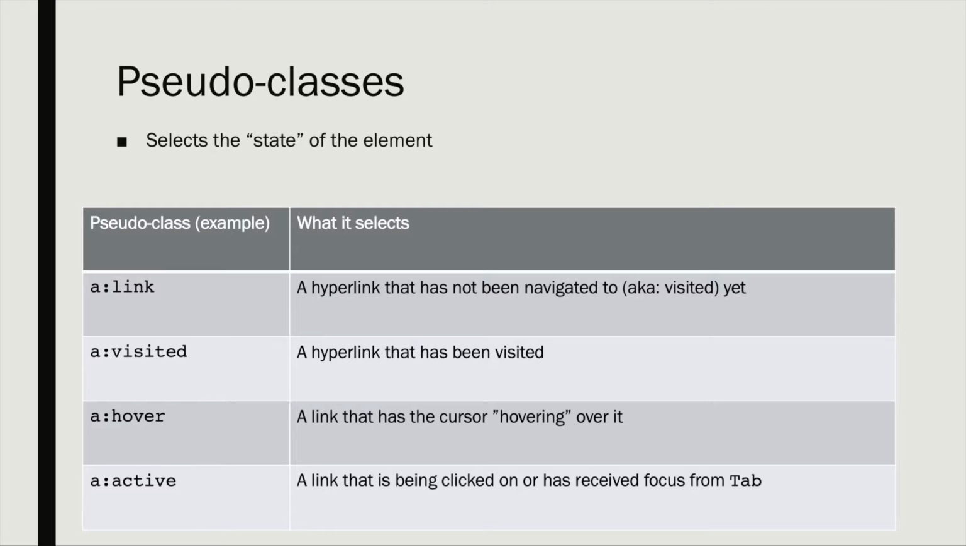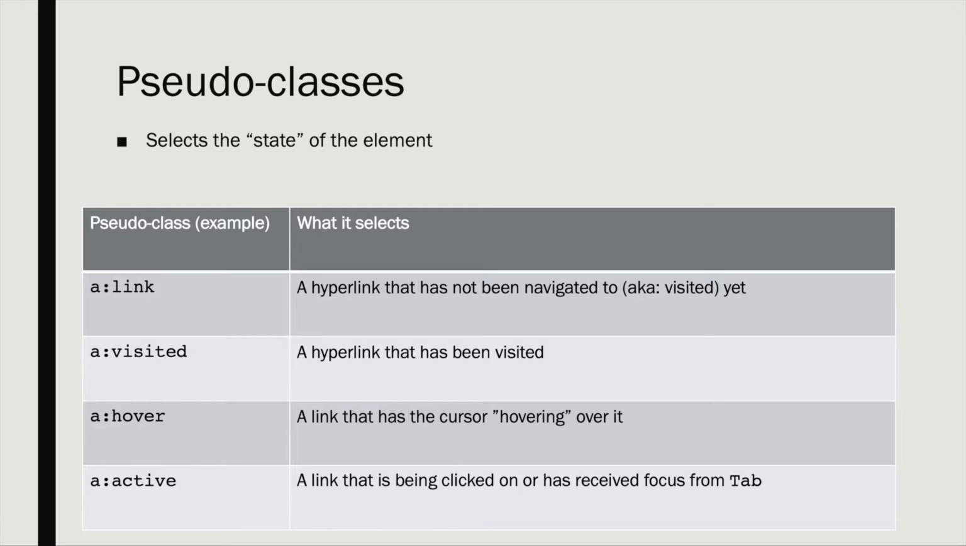Next you have a colon visited, and yes, that is past tense. This selects a hyperlink that has been visited. As long as it's in your browser's history, it is declared as visited on the client's computer. Next we have a colon hover. This selects a link that has the cursor hovering over it.